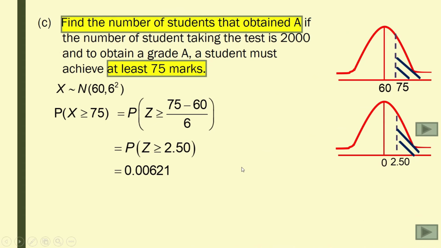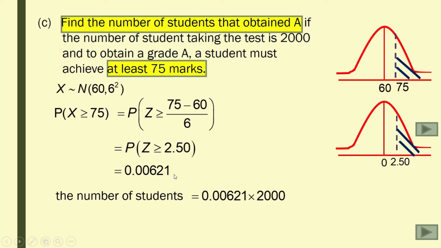We can write 0.00621 as the answer, but the question asks to find the number of students that obtain A. So for the number of students who obtain A, the area 0.00621 times 2000, and we get 12.42. So the answer is 12 students obtain A.